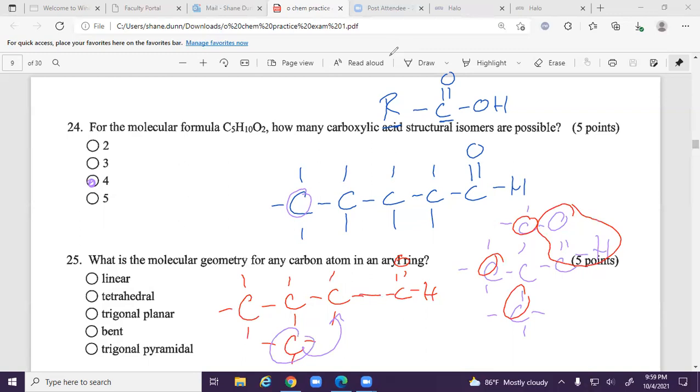That's how I'd approach this problem. So it tells me I have a carboxylic acid. I know I need to put it at the end. That limits the number of structures I have.